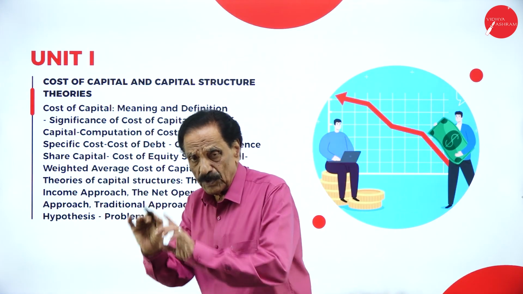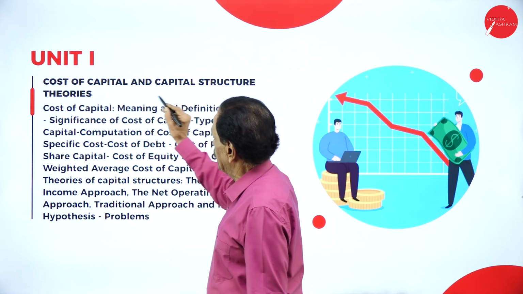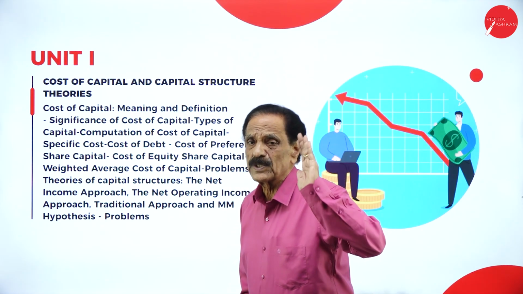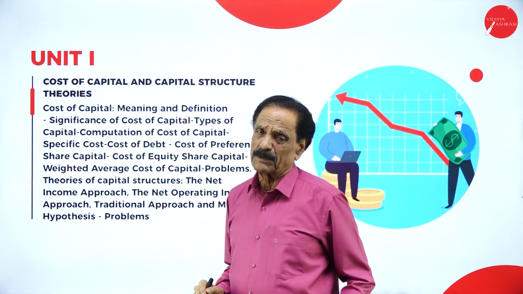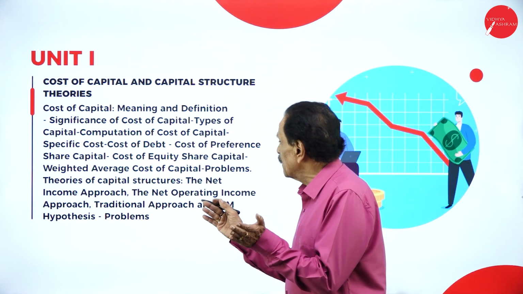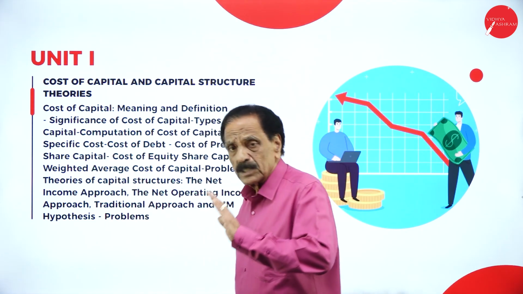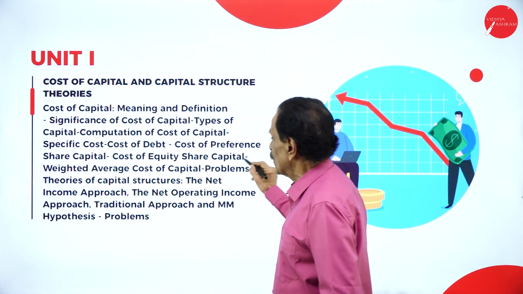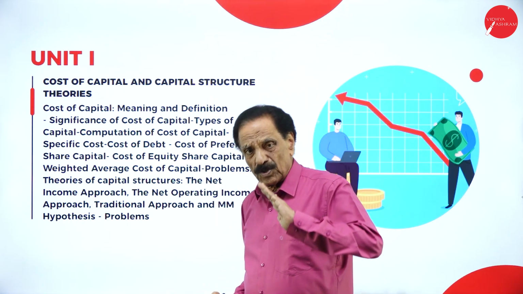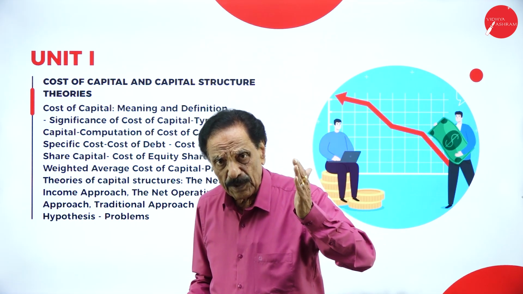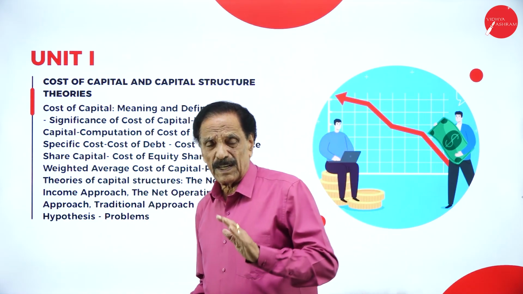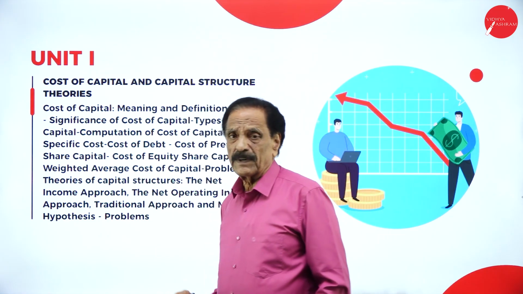Here, first, Unit 1, Cost of Capital and Capital Structure: meaning of capital, definition. What do you mean by cost of capital? What is the significance of cost of capital? Types of capital, computation of cost of capital, specific cost, cost of debt, cost of preference share capital. So we are going to calculate here cost of equity, cost of preference share, debt, redeemable debt, irredeemable debt.